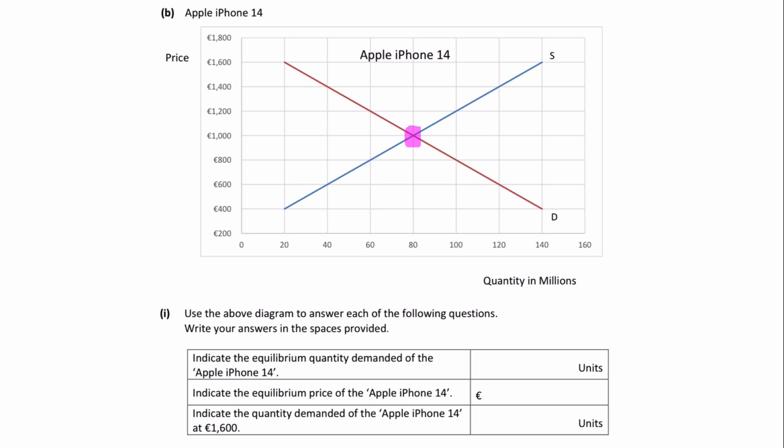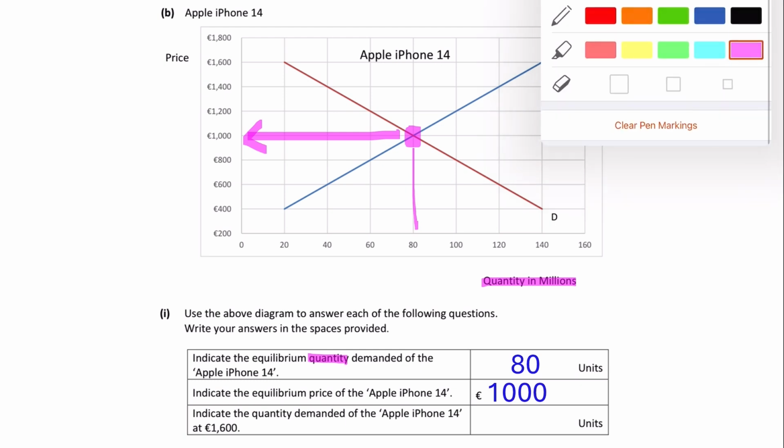So the equilibrium quantity, the quantity is down here, and there it is 80 million units. Okay, so it'll be 80 million units. Indicate the equilibrium price. So the equilibrium price is €1,000.